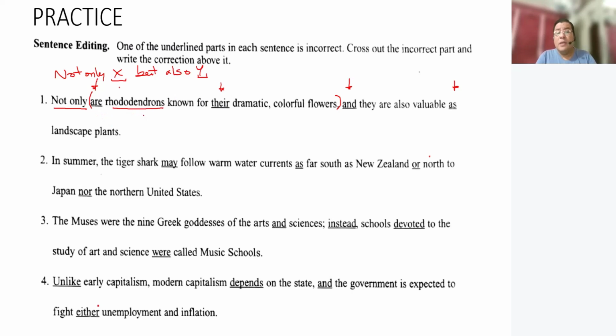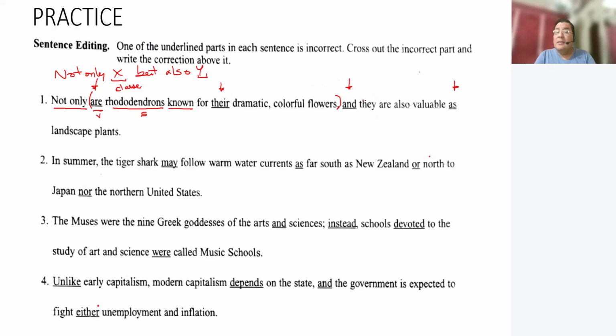We have rhododendrons, it's the name of some plant, it's a subject, and then are known as the conjugated verb in passive voice, of course. So what is the type or the grammar type of X? It is a clause. So we are connecting 2 clauses using not only X, but also Y. Let's take a look then at the paired expression for not only, which should be but also. We can see that the second part of this sentence is actually another independent clause. We say, they are also valuable as landscape plants.